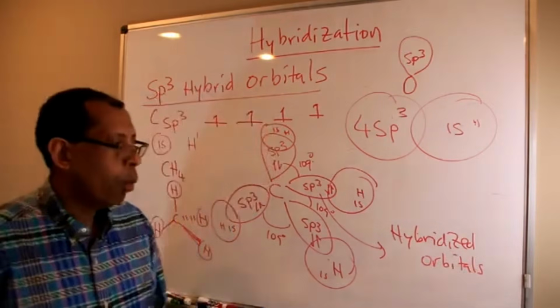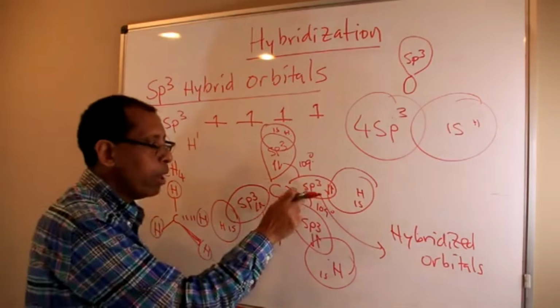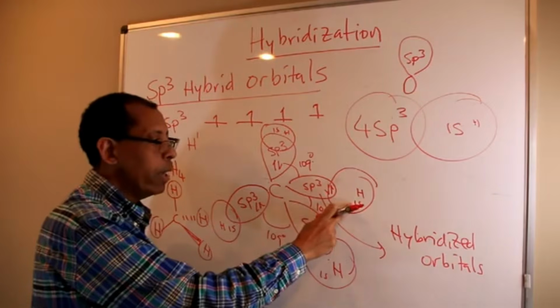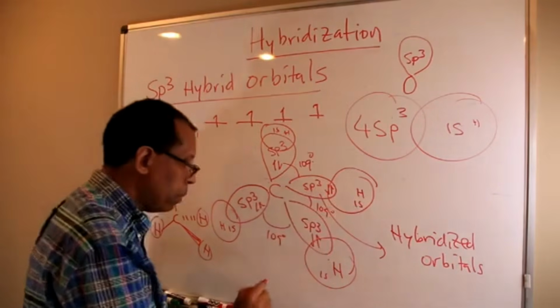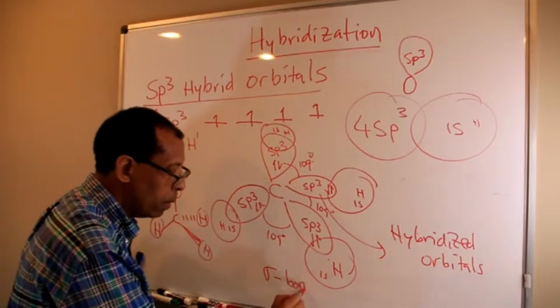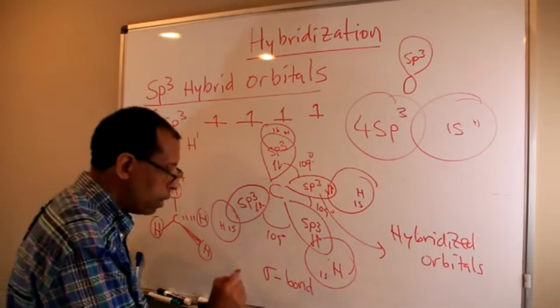And now one important point I want to mention: the overlap of sp3 with a hydrogen 1s always forms a sigma bond. So that is a sigma bond. It's not a double bond, it is a single bond. It's called sigma.